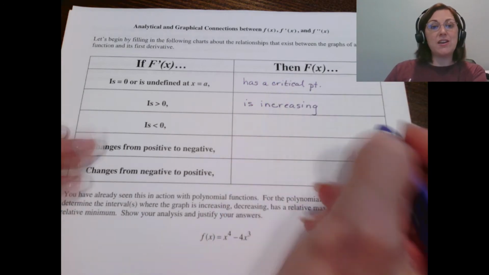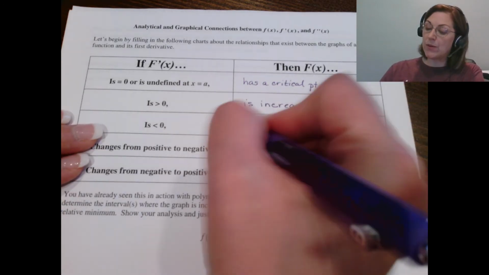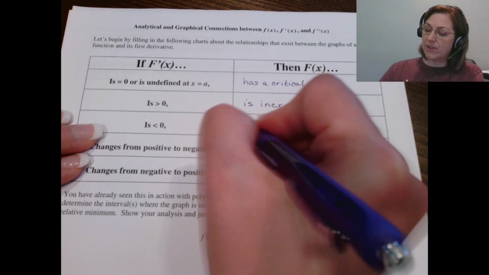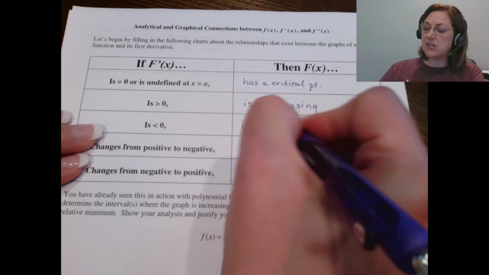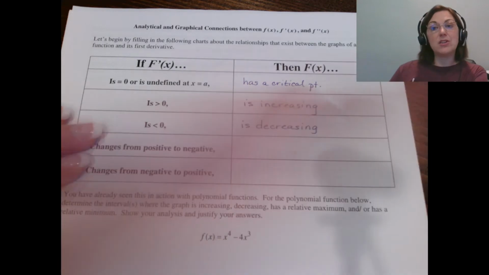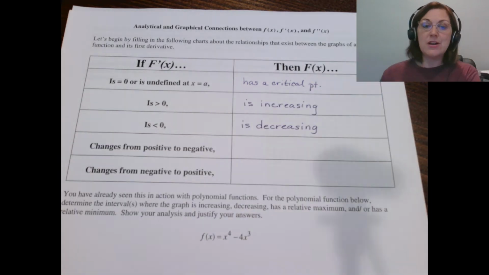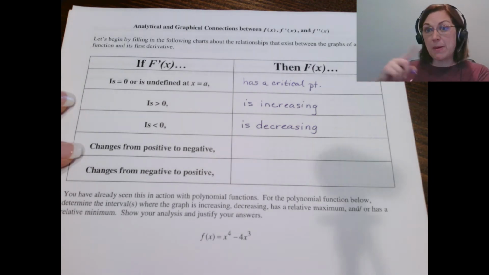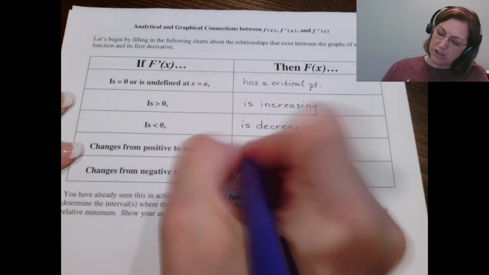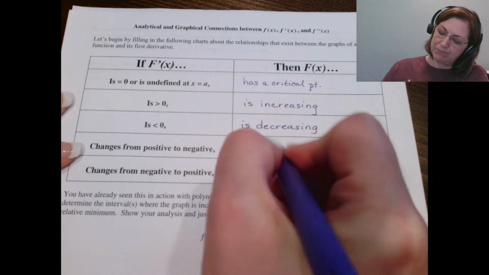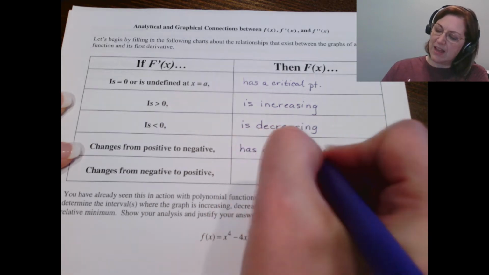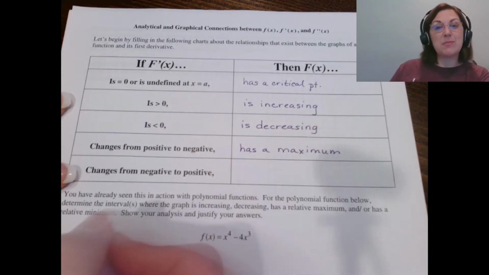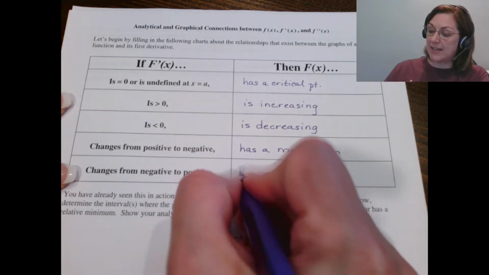And vice versa, if the derivative is less than 0, or negative, then we know the function is decreasing because the slopes of the tangent lines are negative, and that shows us that it is decreasing. If the first derivative changes from positive, the slopes are positive, to negative, then the function has a maximum. And if the derivative changes from negative to positive, then the function has a minimum.